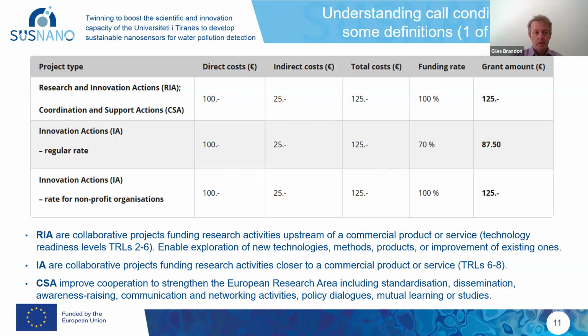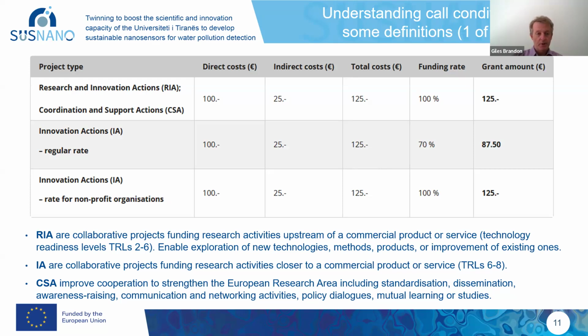Innovation actions, or IAs for short, are also collaborative projects funding research, but the research activities are much closer to a commercial product or service. In terms of technology readiness levels, typically these would be projects starting with TRL level perhaps 6 and maybe ending with TRL level 8 or something of that nature.